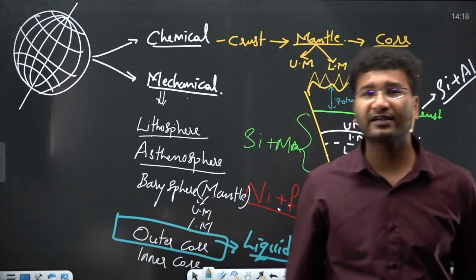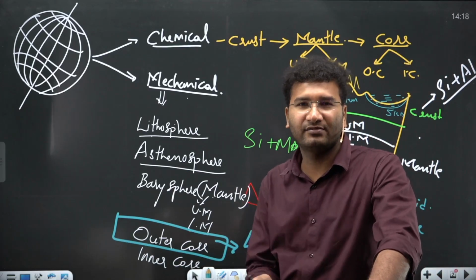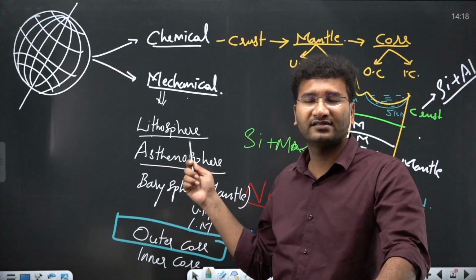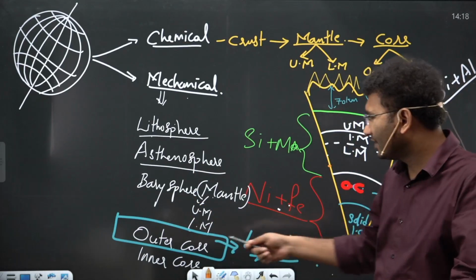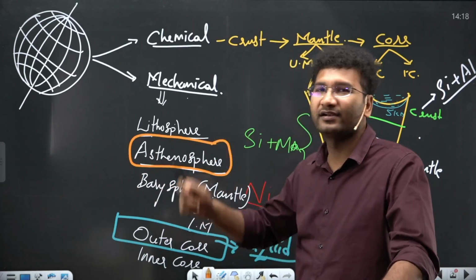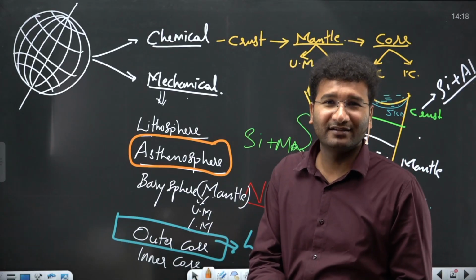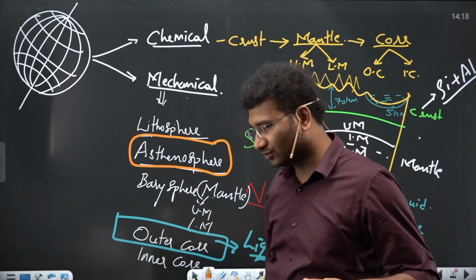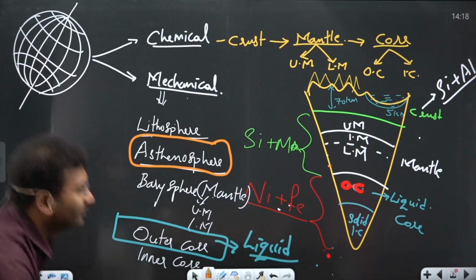The only difference between chemical composition and mechanical composition is that chemical composition takes into account whether it is silica, aluminium or magnesium, but mechanical composition looks into whether it is a solid or a liquid. Now you know that there is one layer which is liquid, the outer core. There is also another layer called the asthenosphere. This is neither liquid nor solid. It is molten plastic. What is this molten plastic? In simple terms, if you put too much weight onto the asthenosphere, it will start to sink.